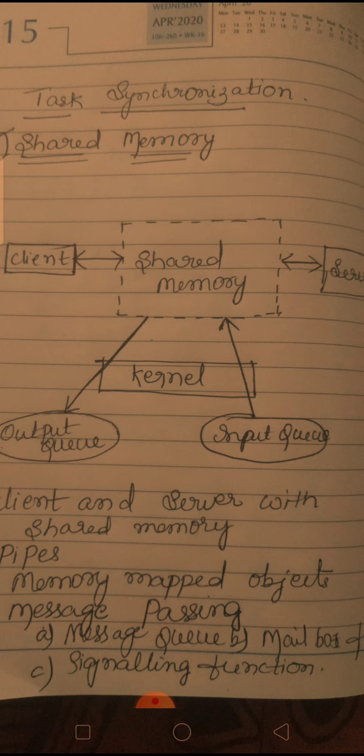What are the task communication methods? One is shared memory. You have a client and a server. They share the common shared memory by using a kernel layer. You have input layer, input file and output file.